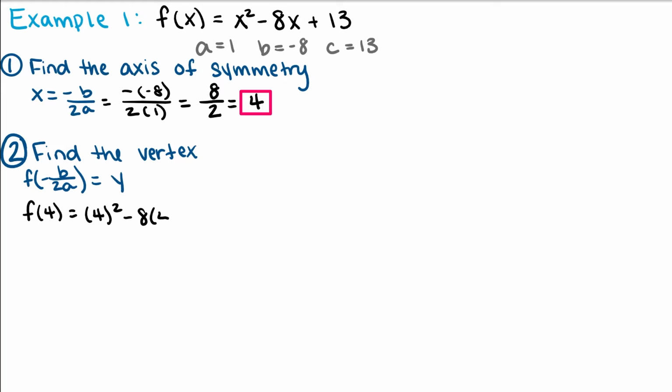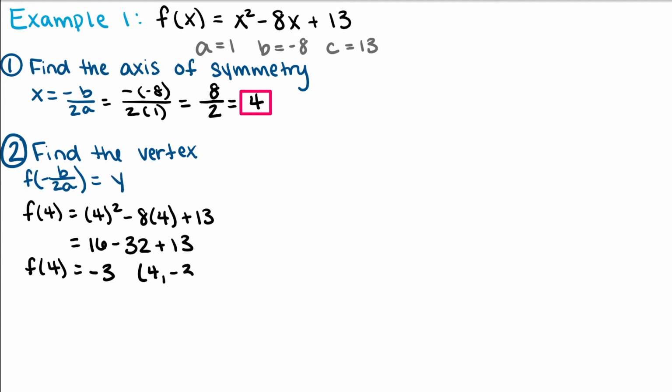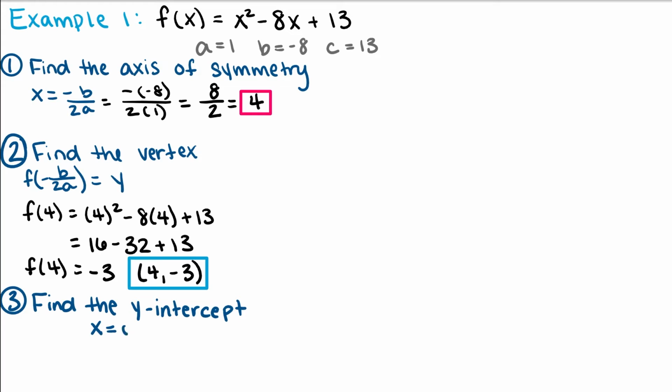F of 4 is equal to 4 squared minus 8 times 4 plus 13. This equals 16 minus 32 plus 13. Combining our terms gives us negative 3. So our vertex is located at 4, negative 3. Now let's find the y-intercept, and we do this by setting x equal to 0. F of 0 simply gives us 13, so our y-intercept is at 0, 13.